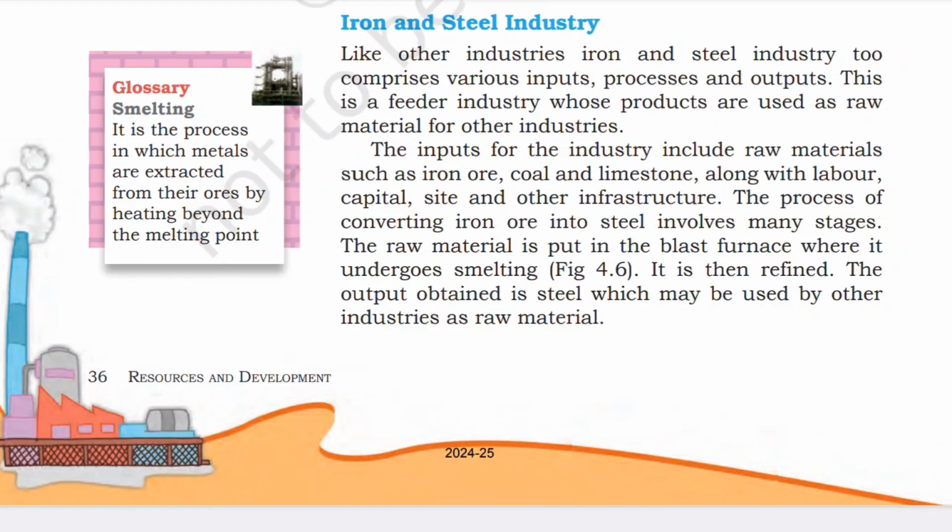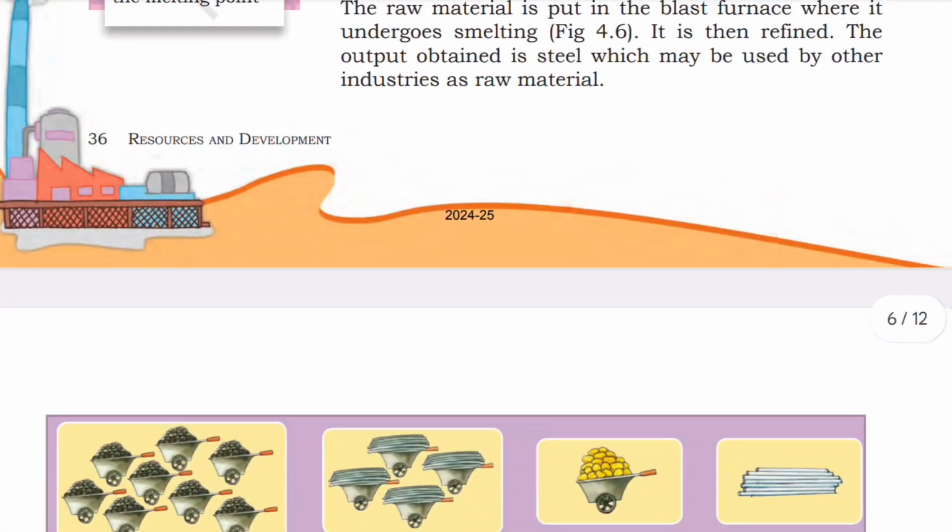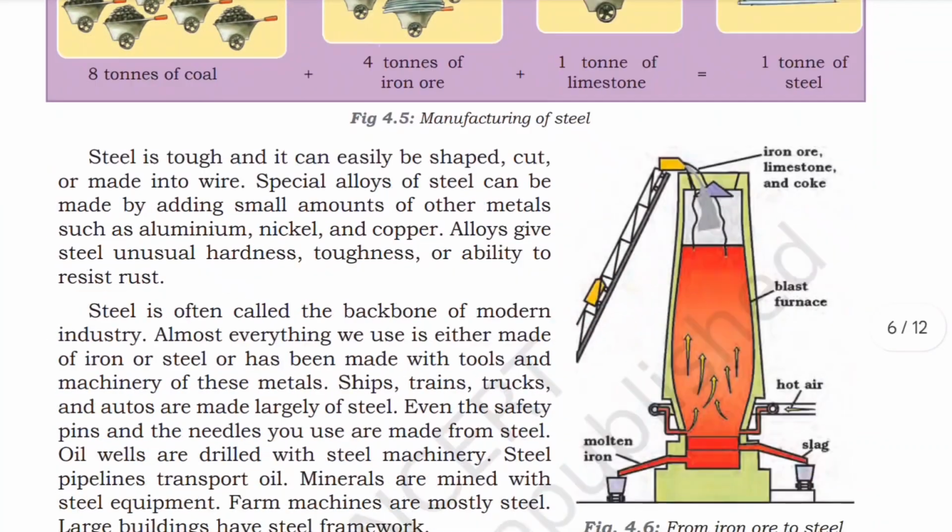The process of converting iron ore into steel involves many stages. The raw material is put into a blast furnace where it undergoes smelting. It is then refined. The output obtained is steel, which may be used by other industries as a raw material. Smelting is the process in which metals are extracted from ores by heating beyond the melting point.